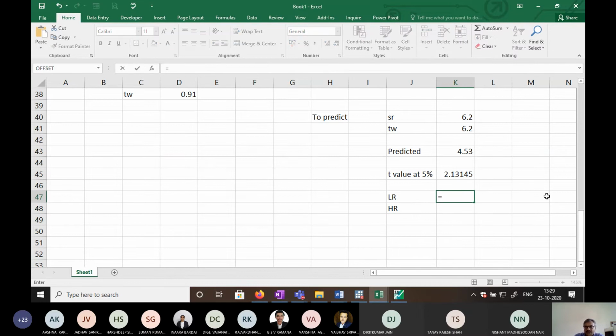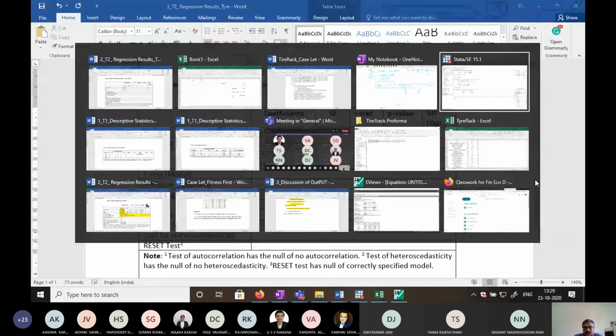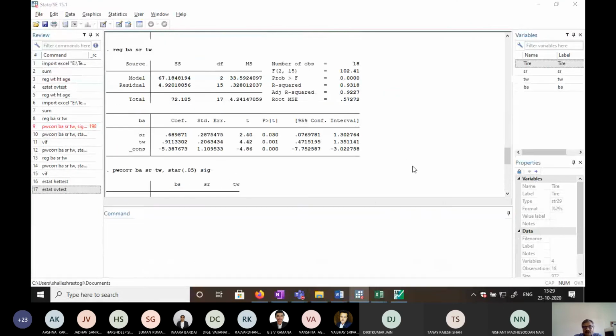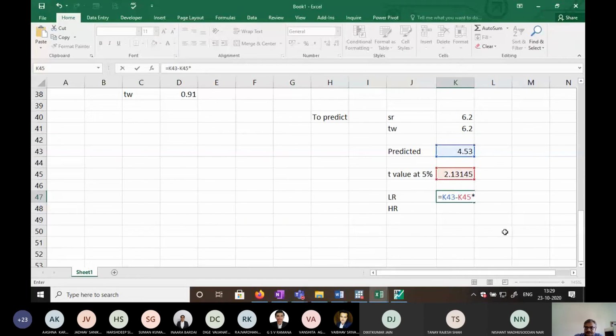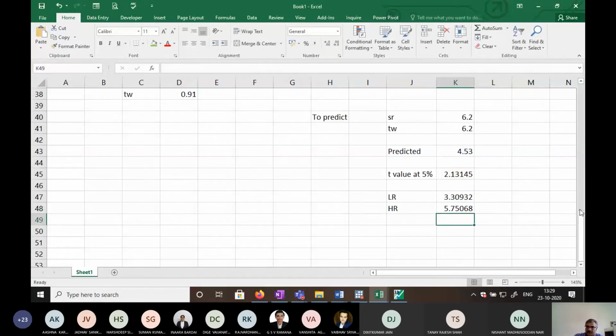To calculate the lower range, I'll take the predicted value and subtract the t value times the standard error, which was 0.5727. Similarly, I can calculate the upper value: I take the predicted value and add the t value multiplied by 0.5727. So these are the three estimates.